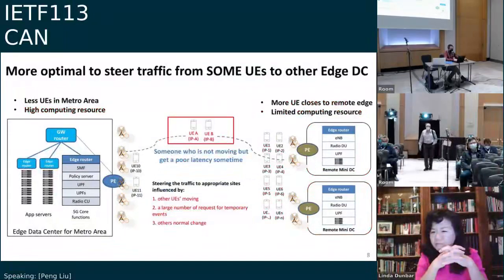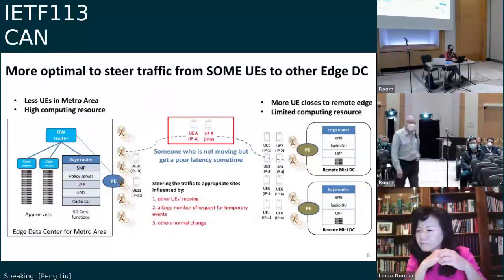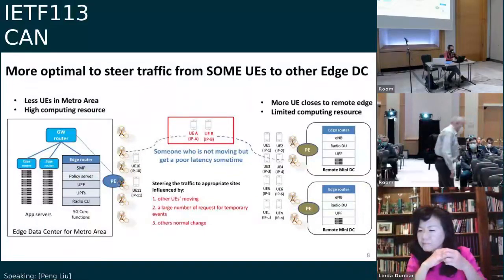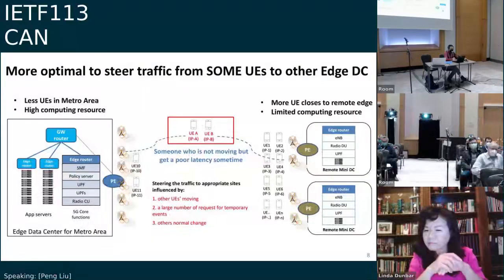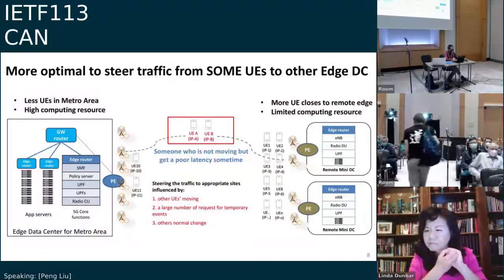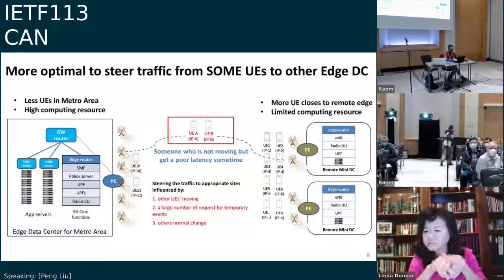This shows there will also be some common variation of network and computing resources. Someone who is not moving may sometimes get poor latency because other UEs are moving in, sending a large number of requests for temporary events such as a vocal concert, a shopping festival, and so on. And there will also be normal changes of network and computing resource status. So it is more optimal to steer traffic from some UEs to other DCs. Next, please.